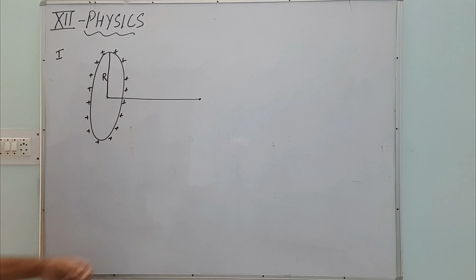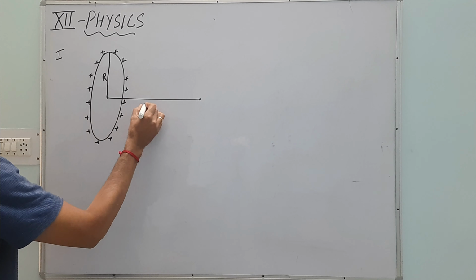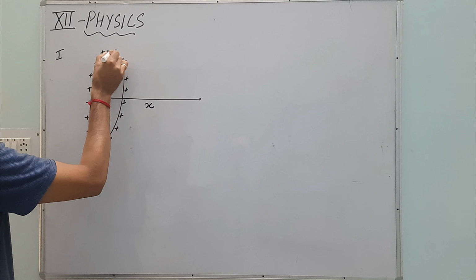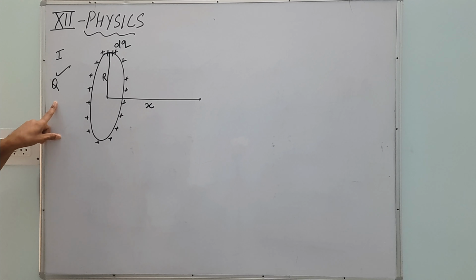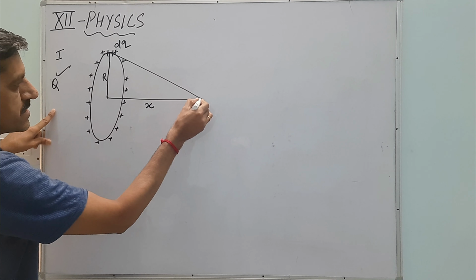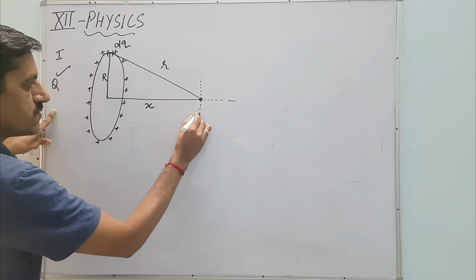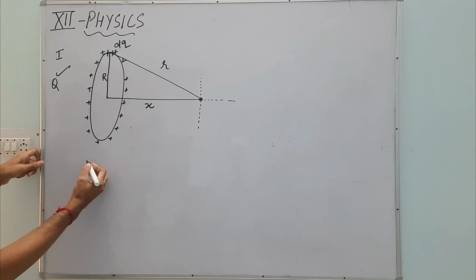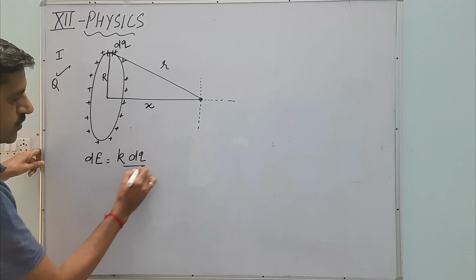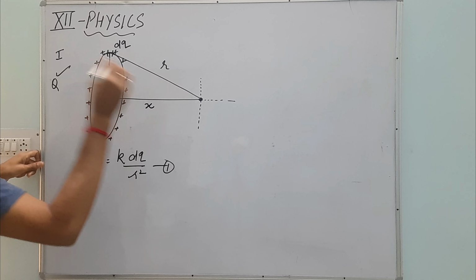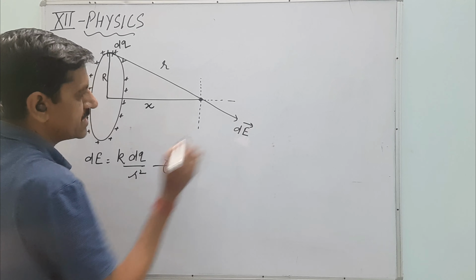So this is a kind of ring and we have to find the field at a point on the axis, right? This distance is x. Consider a small element dq. Total charge in the ring would be capital Q. Now due to this small element, we are finding electric field on the axis of the ring. By the definition, electric field is k dq upon r square, and the direction would be away from the line joining, it's dE.